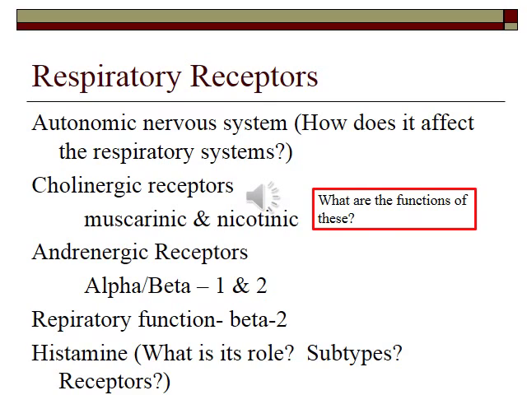So the beta 1 receptors are located in the cardiac muscle. They increase the rate and strength of heart contraction. The beta 2 receptors are located in smooth muscle in the respiratory tract. So from a respiratory function standpoint, we're going to be primarily looking at the beta 2 receptors. That's what a lot of the medications we look to deal with are going to involve the beta 2 receptors.